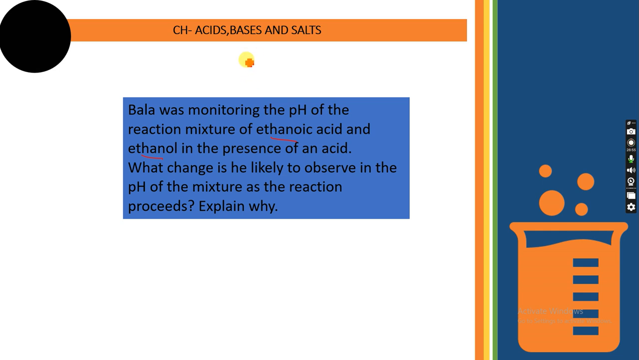Whenever a carboxylic acid and an alcohol group are there, it always forms an ester. Always remember this one. So what does it mean? An ester will be formed. Earlier it was ethanoic acid, that means it was acidic. Now an ester is forming. Now ester is not acidic. So what will happen to the pH? Will it go from acidic towards basic, or will it be more acidic? The answer lies here only.